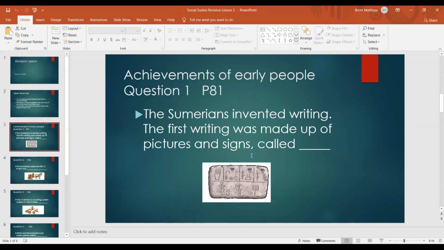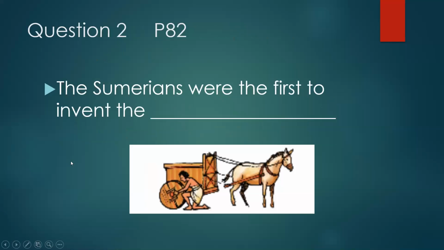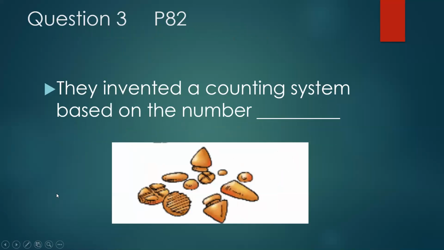So our first question would then be: the Sumerians invented writing. The first writing was made up of pictures and signs called what? Then question 2: the Sumerians were the first to invent what? There's a clue there as the man is busy working on that.